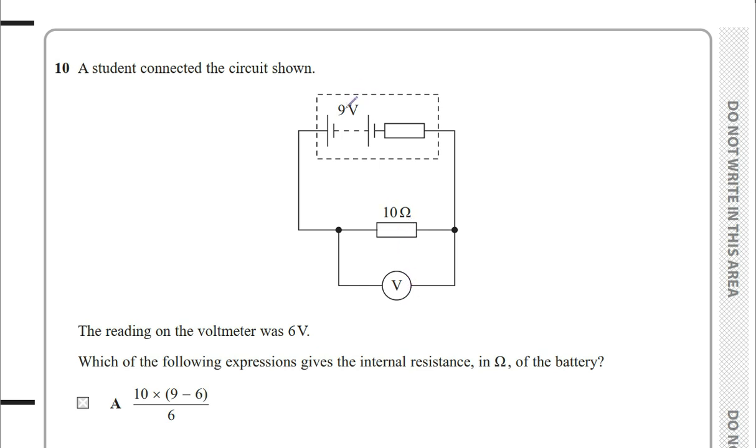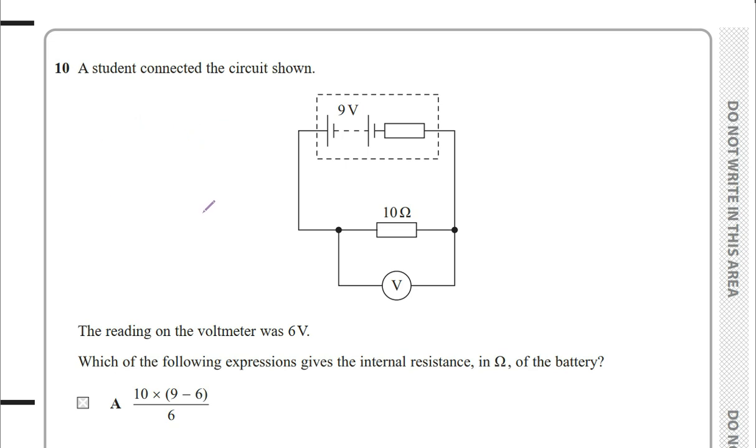And terminal PD is never equal to the EMF if the battery has an internal resistance. So the idea is, I hope you already know this by now, that EMF epsilon equals terminal PD V plus IR. Right? This is the base equation. And terminal PD is always V equals EMF minus IR. Right? But that's not what the question is looking for here.